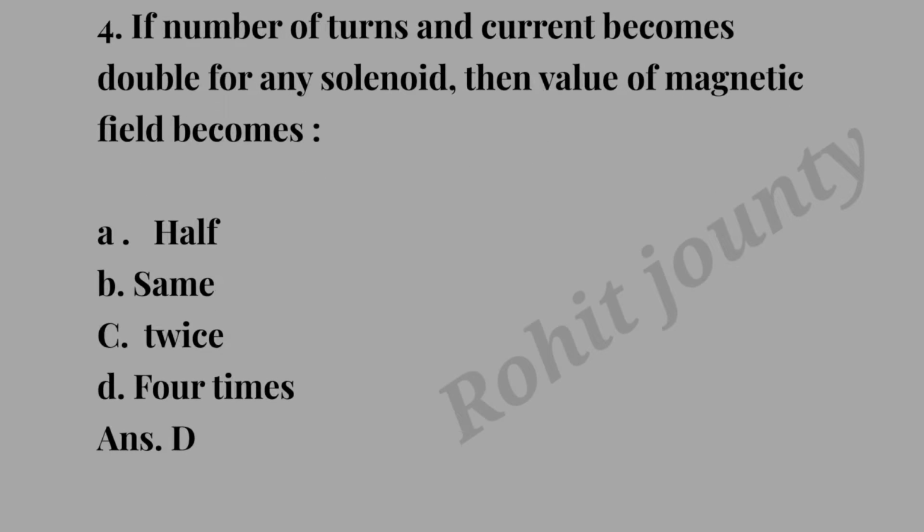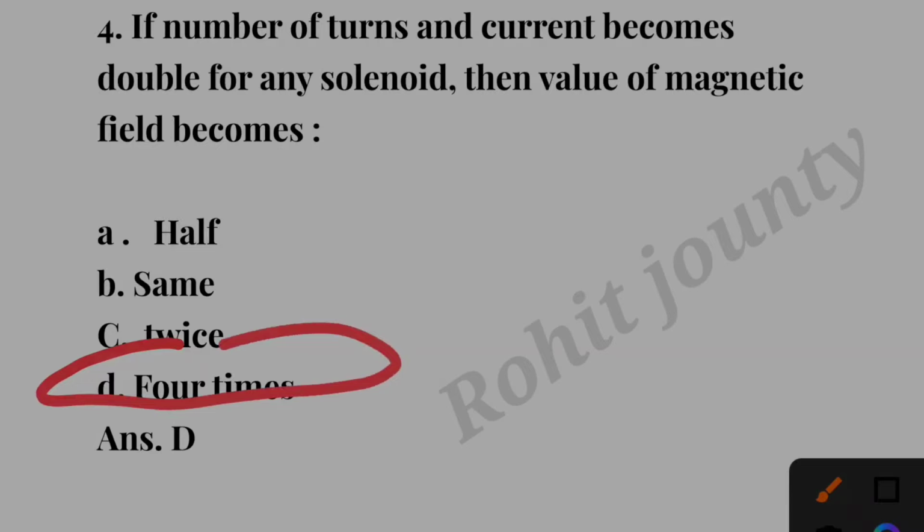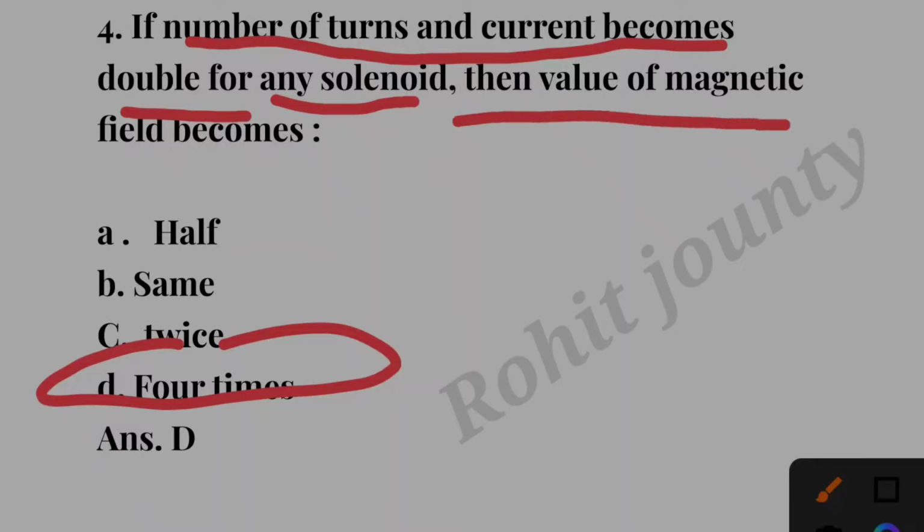Question number 4. If the number of turns and current become double for any solenoid, then the value of magnetic field becomes: option A half, option B same, option C twice, option D 4 times. The correct answer is option D, 4 times. If the number of turns and current become double for any solenoid, then the magnetic field becomes 4 times. Option D is correct.